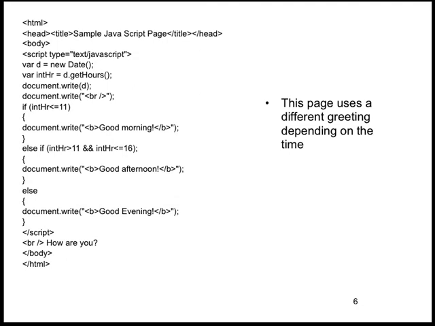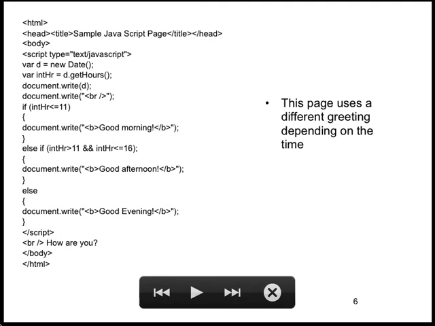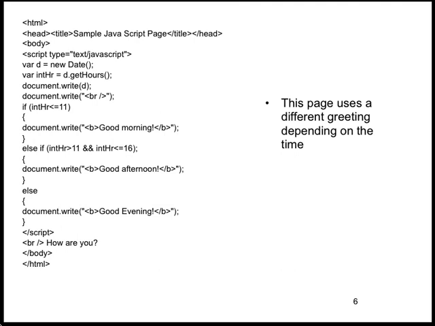So we do document.write D. That's just for the craic so we can actually see what the date and time object looks like. And then we're saying document.write br/. So we're actually outputting a tag in the JavaScript, and that's going to go onto a new line. That's what the br/ does.